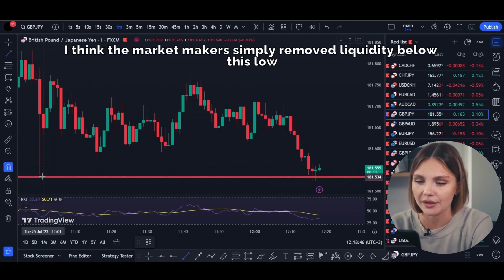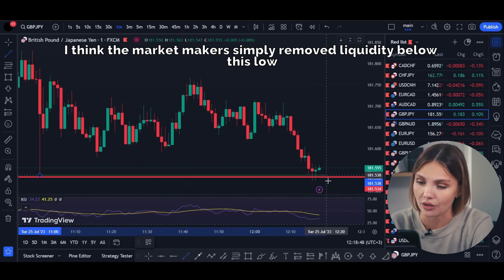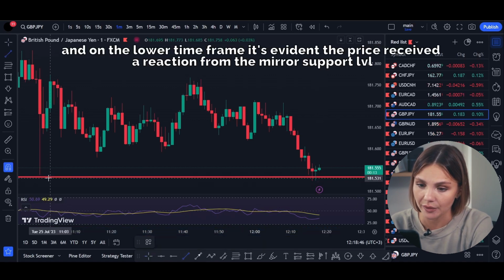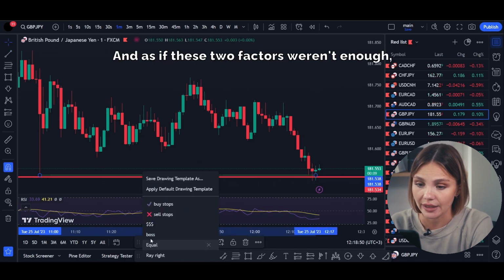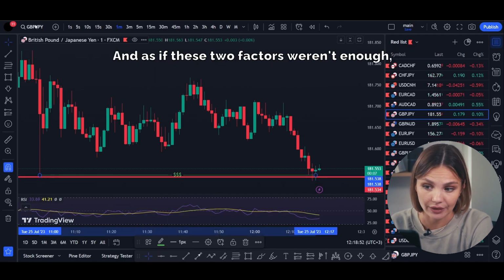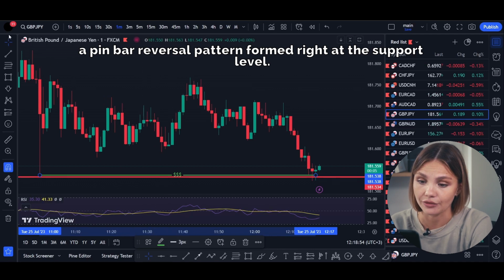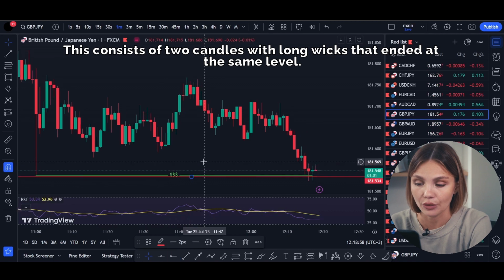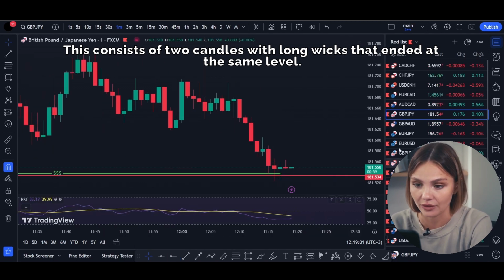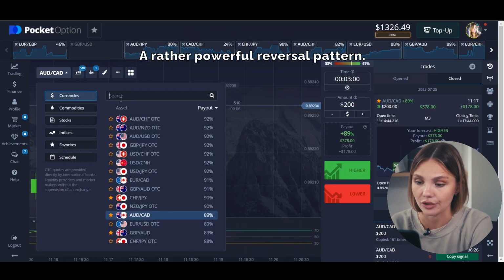I think the market makers simply removed liquidity below this low, and on the lower time frame, it's evident the price received a reaction from the mirror support level. And as if these two factors weren't enough, a pin bar reversal pattern formed right at the support level. This consists of two candles with long wicks that ended at the same level. A rather powerful reversal pattern.